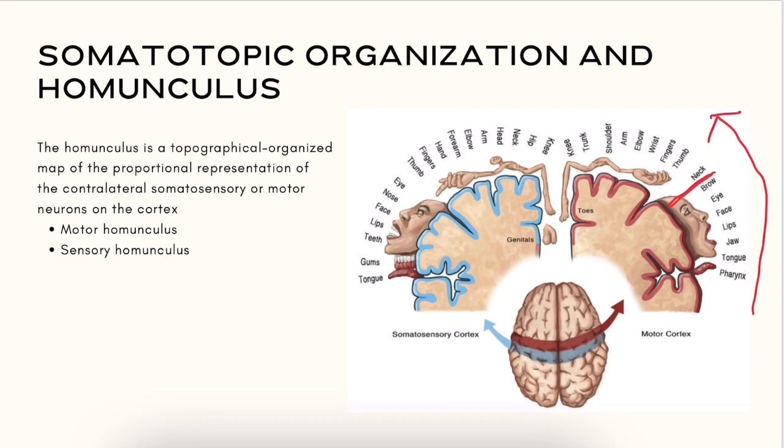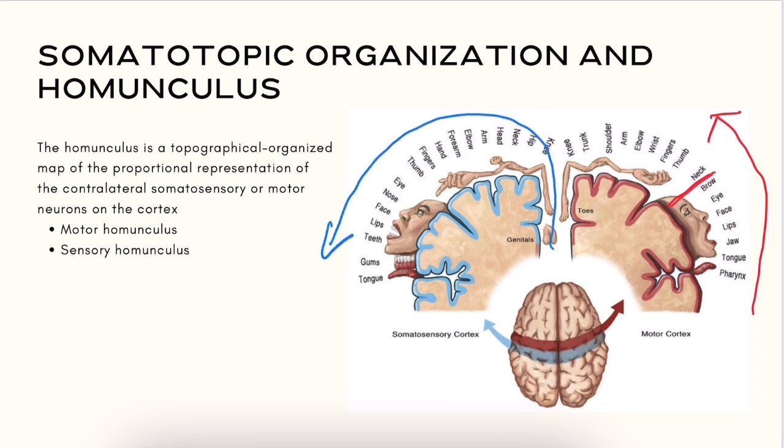Okay, so let's look at our sensory homunculus now, starting from the medial. Medial means close to the midline. So we have the postcentral gyrus. The area corresponds to the sensory territory of the genitals. So going up here, this is your genitals, and then going lateral.